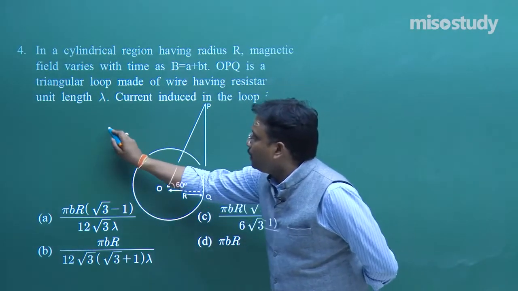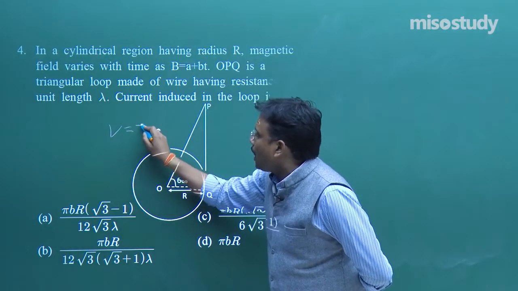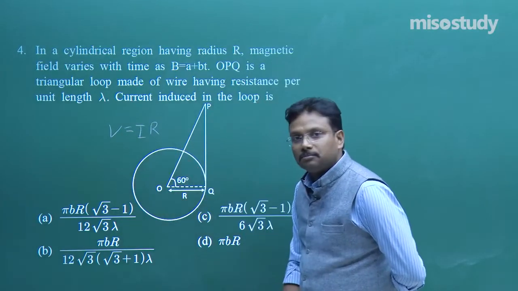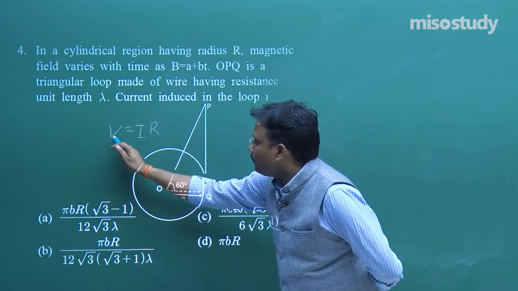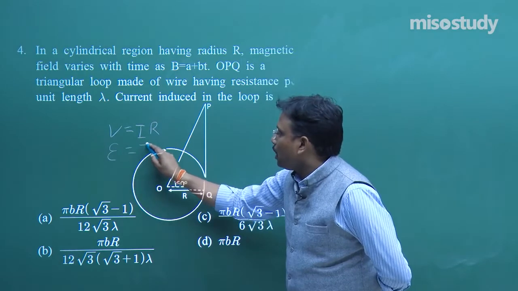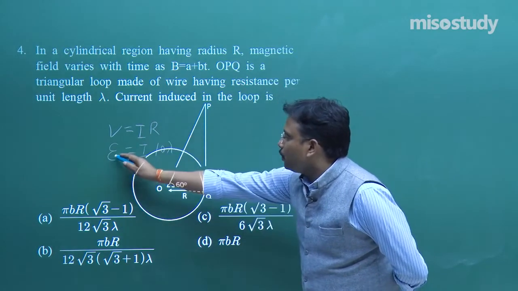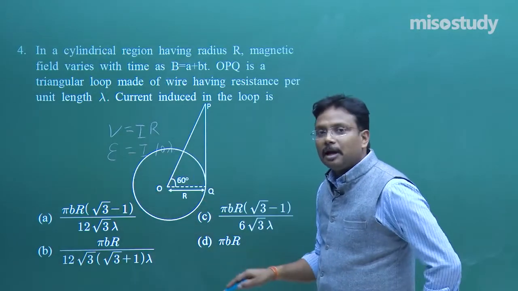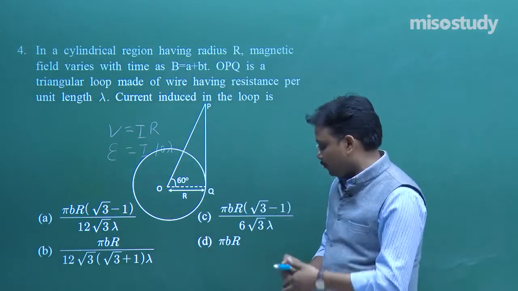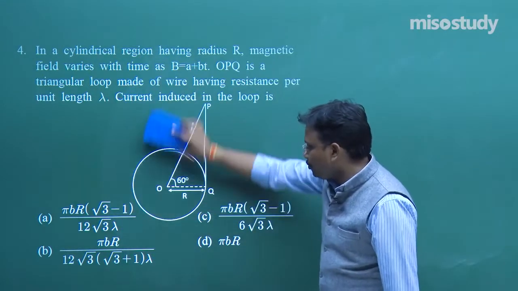Let me write down V is equal to IR. So what should we mention over here? V, that is capital E, is equal to I into this 10 lambda. So I is equal to capital E upon 10 lambda. So this is going to be the approach for this problem. Now let's try to find the solution.